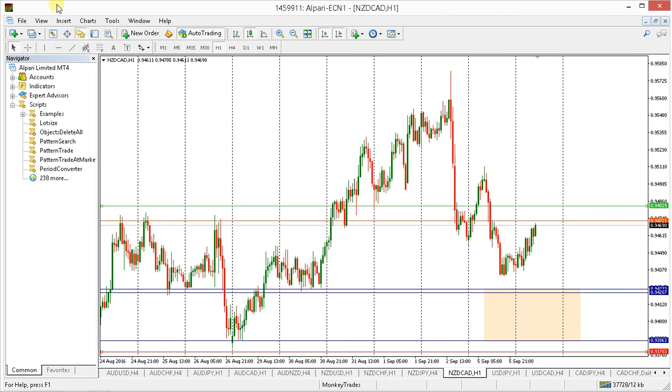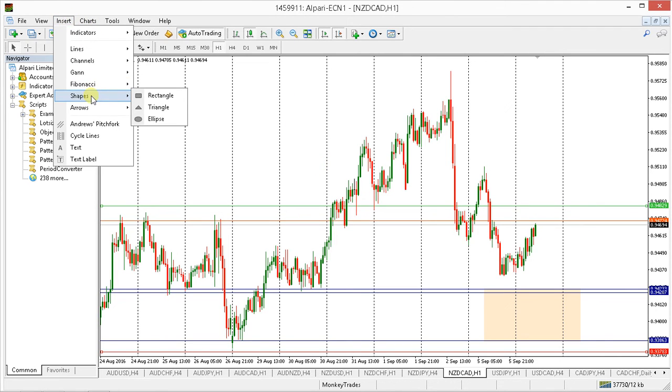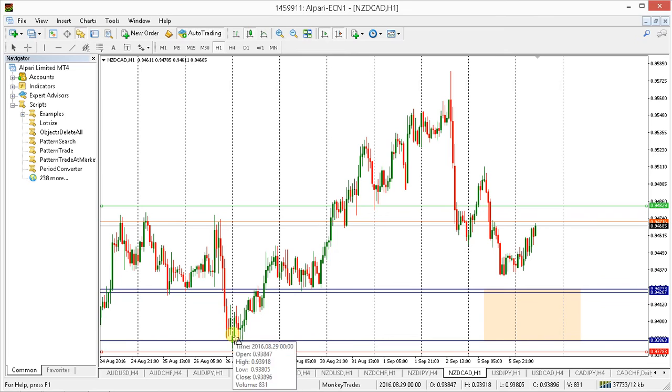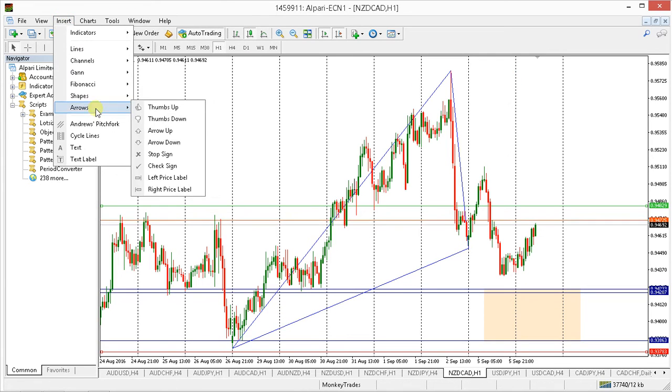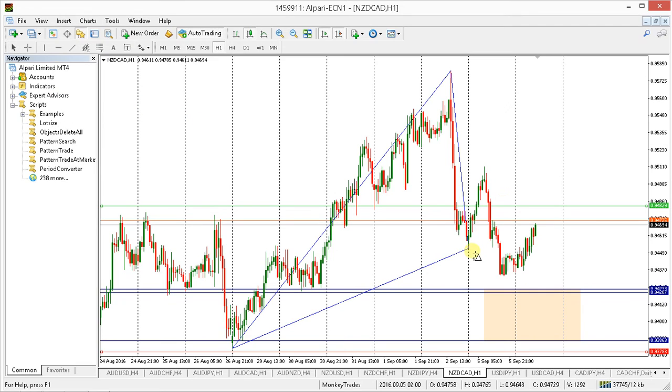After you have it all, you go to draw the pattern itself. You take a triangle tool, mark X, A, and B points. So you have one triangle, and you take another triangle and mark B, C, and D points. So the pattern looks this way.